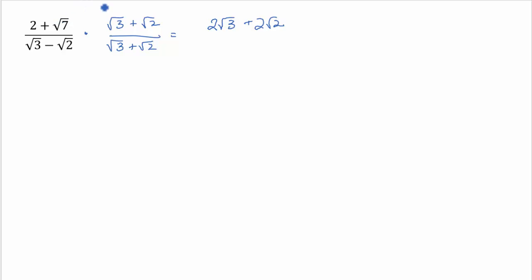Inner, the square root of 7 times the square root of 3 is the square root of 21. Last, the square root of 7 times the square root of 2 is the square root of 14. Over, on the bottom, the square root of 3 times the square root of 3 is 3. Outer, the square root of 3 times the square root of 2 is the square root of 6.